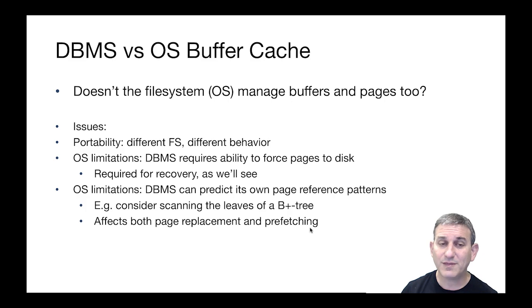Finally, as a performance matter, the database system has more information than it can give the operating system or the file system to predict page behavior. So the database system knows its query plans, and it also knows the data structures on the pages that it's working with, and it can use those to do intelligent prefetching and to do intelligent page replacement.